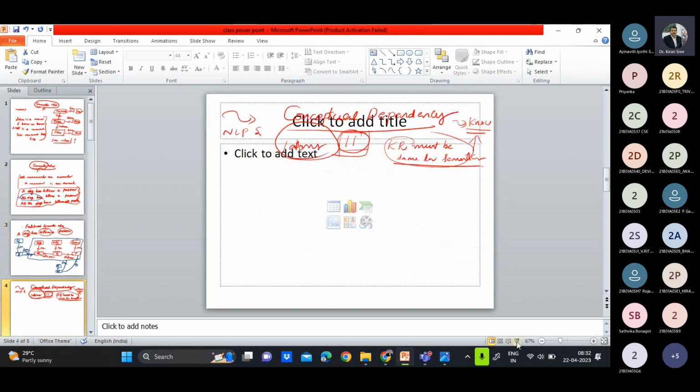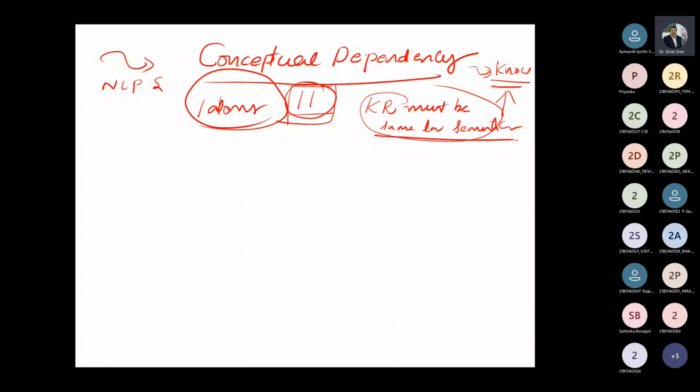So the next concept that I'm saying is conceptual dependency, where the output of conceptual dependency is a knowledge representation, but the knowledge representation has to be the same for all the statements which have the same meaning, irrespective of the language that we speak.